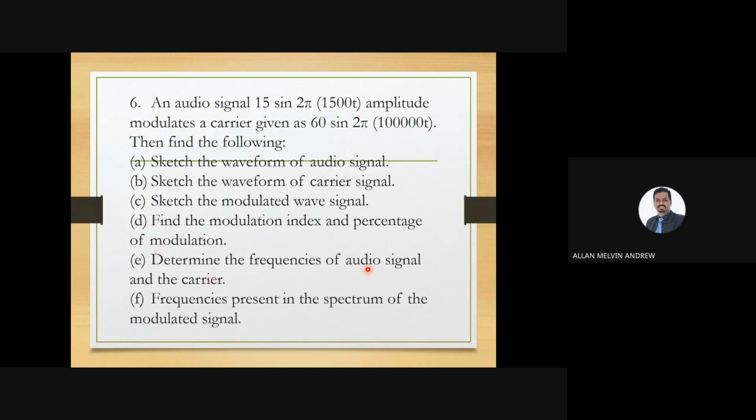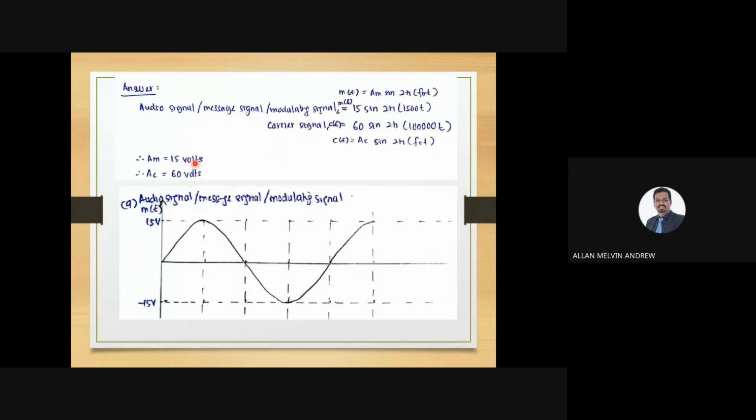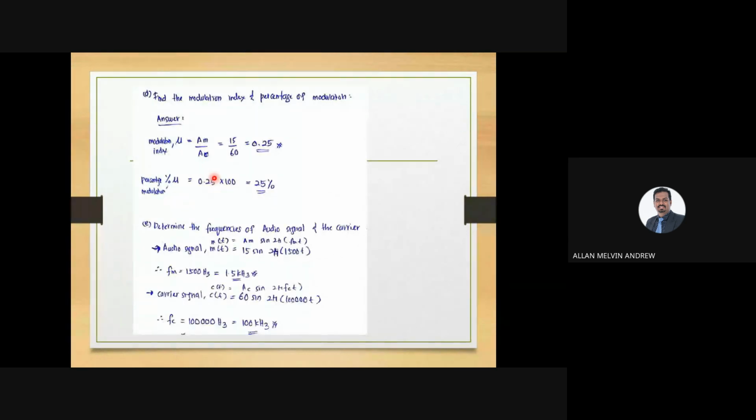Then determine the frequencies of the audio signal and the carrier signal, and the frequencies present in the spectrum. All these are similar to what we have seen earlier. Number D, find the modulation index and percentage of modulation. The modulation index mu is AM over AC. AM here is 15 volt, AC is 60. So 15 divided by 60 equals 0.25. The percentage of modulation is the modulation index times 100, so 25%.